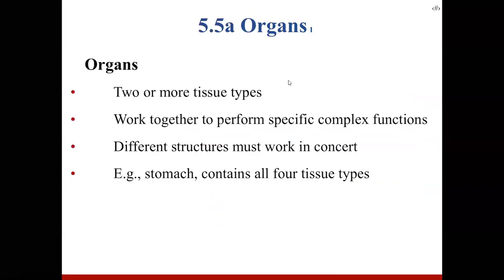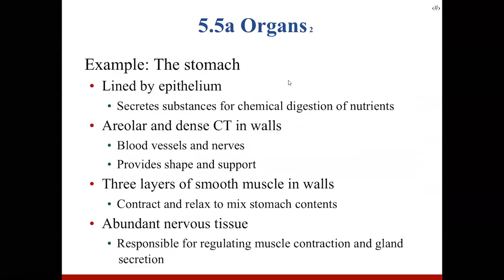Now organs are two or more tissue types, and those types work together, and then they're going to do a common function that's more complex than the tissue by itself. So here's an example. The stomach has epithelium inside of it. The next thing it has is areolar and dense connective tissue, and it has smooth muscle in the walls, and then it's got nervous tissue in there too.